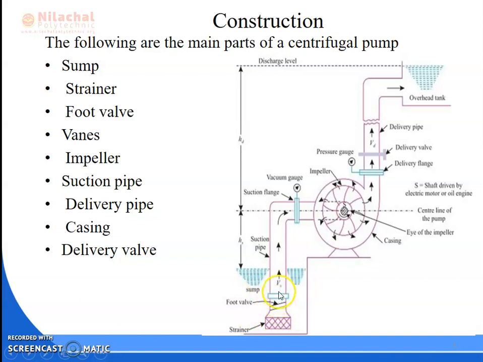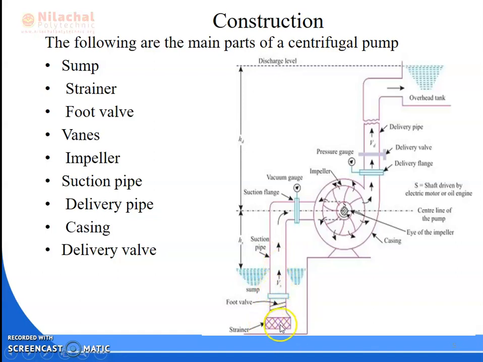The one end of the suction pipe which is inside the sump will be connected with the strainer and a foot valve. This foot valve is a non-return type valve, which will be open only in the upward direction. Non-return means it will open in only one direction.